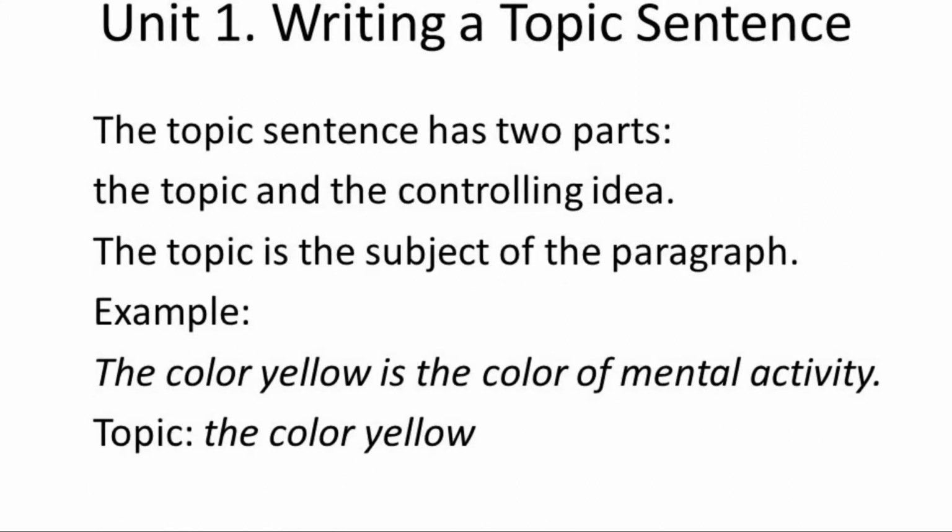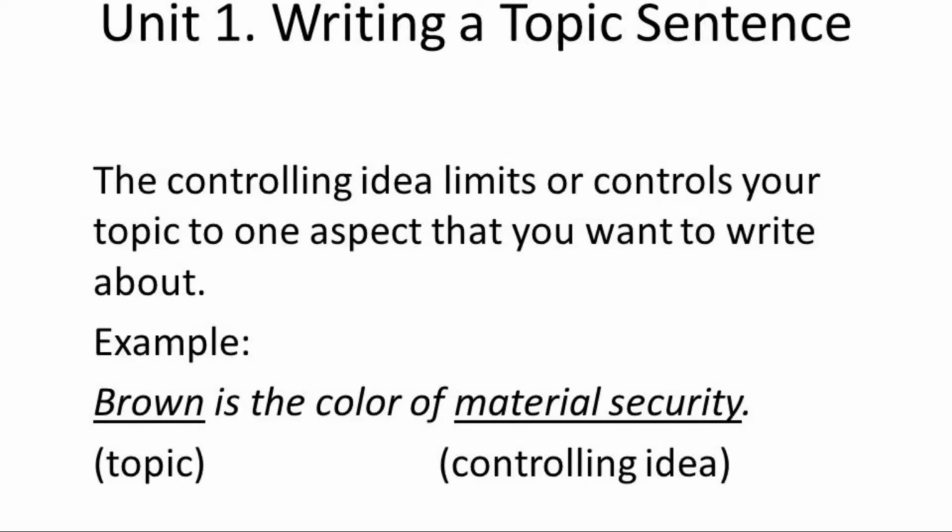Unit 1. Writing a topic sentence. The topic sentence has two parts, the topic and the controlling idea. The topic is the subject of the paragraph. Example: the color yellow is the color of mental activity. Topic: the color yellow.